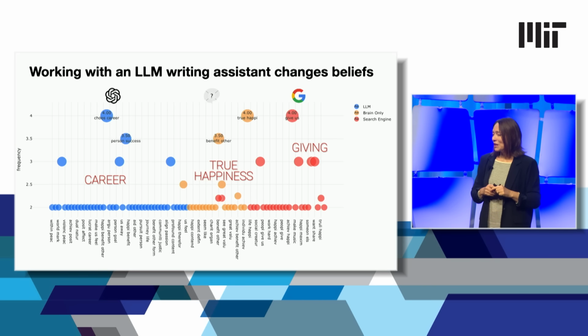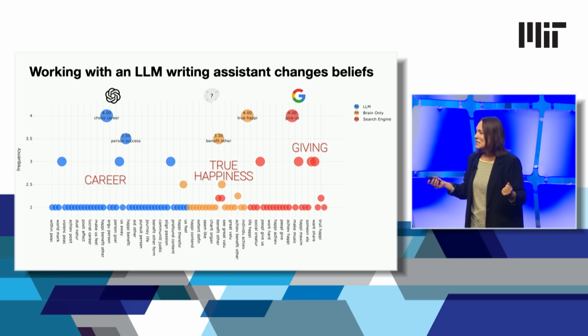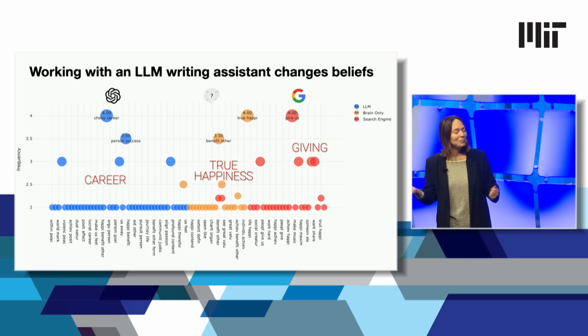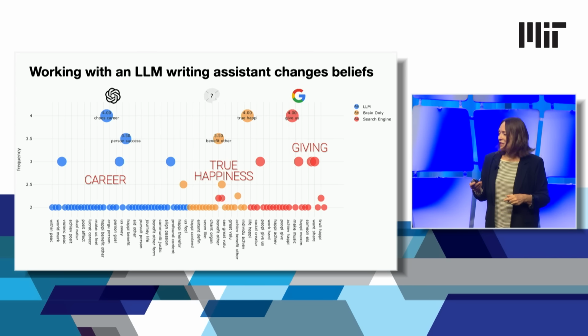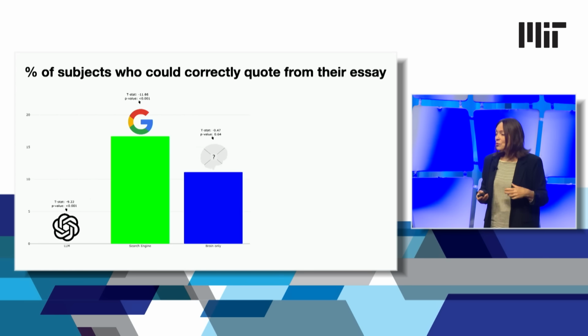But interestingly, we noticed some other things as well. We asked people to write about happiness. What does happiness mean to you? It turns out that the whole group that had ChatGPT to help them, they all wrote about how success in your career will lead to happiness. And we didn't see that as much in the other essays that were written by the other groups. So again, showing how AI actually influences your thinking, influences your beliefs.